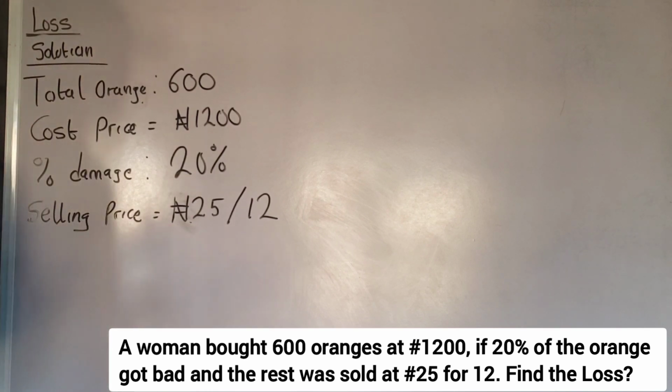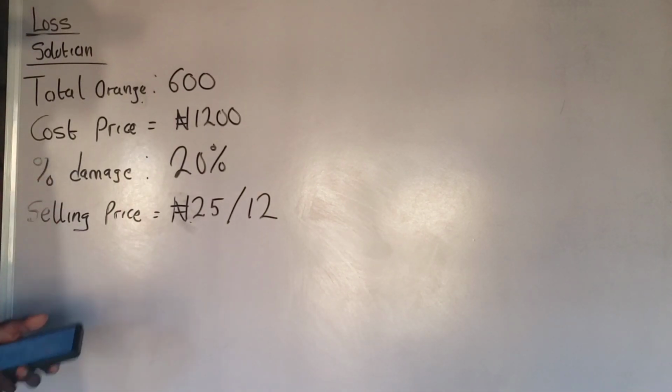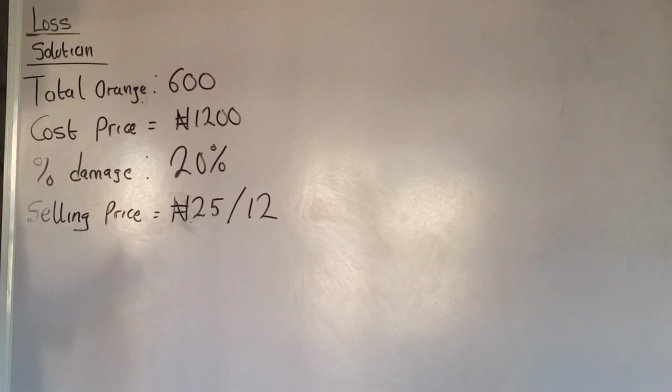Please understand the statement. The rest was sold at 25 naira for 12. That is every 12 mangoes among those that are not damaged. That means the seller sold it at 25 naira. Okay, now we are asked to determine the loss. Don't forget that loss is the negative difference between the cost price and the selling price of a product. So let's start.